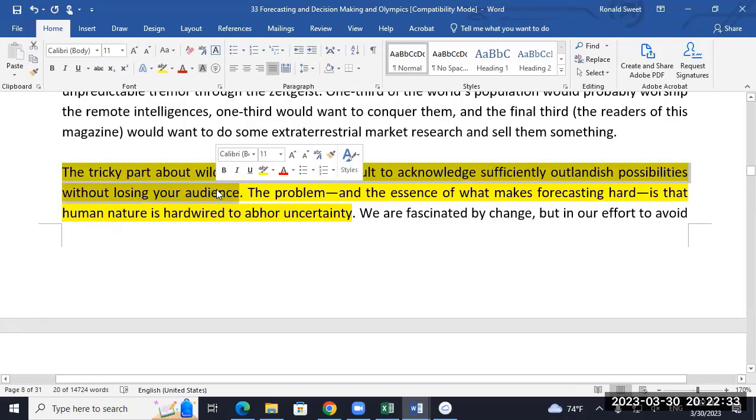I'm not saying I think oil is going to be 200. I'm saying there is a chance oil can be 200. There's a big difference in those two. We need to map that possibility. The essence of what makes forecasting hard is that human nature is hardwired to abhor uncertainty.